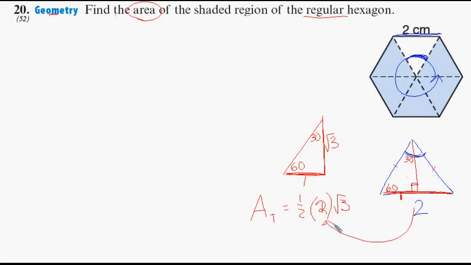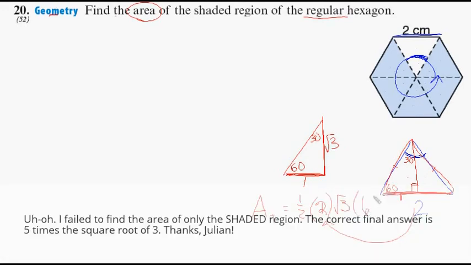Okay, and then how many of these triangles do we have? 1, 2, 3, 4, 5, 6. So all of that times 6 becomes very easy. 1/2 of 2 is 1, and so we have 6 times the square root of 3. So what is the area of the hexagon? It's equal to 6 times the square root of 3 centimeters squared. Shouldn't be hard.